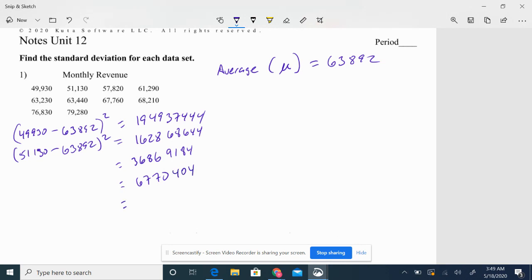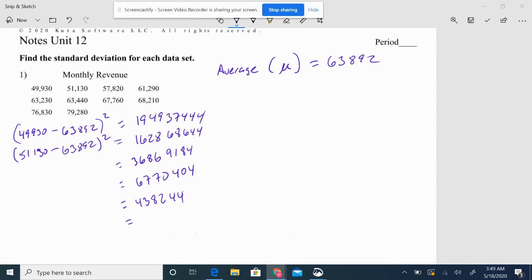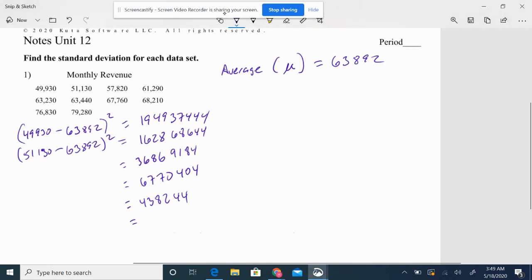Let me do it again. From the 63,230, let me subtract the average. It gives me negative 662. Let me square that. That gives me 438244. Let me do it again. With the 63,440 minus the average, that gives me negative 452. Let me square that. That gives me 204304.